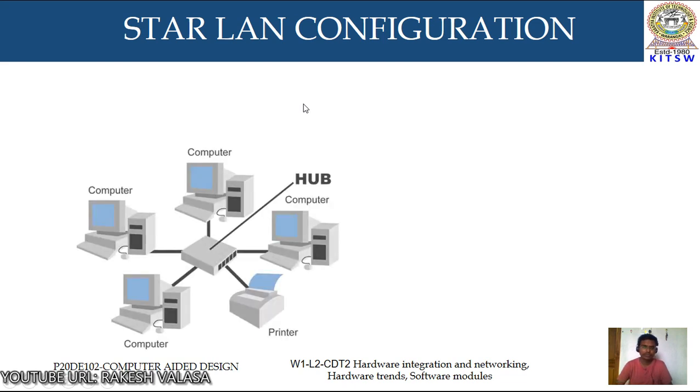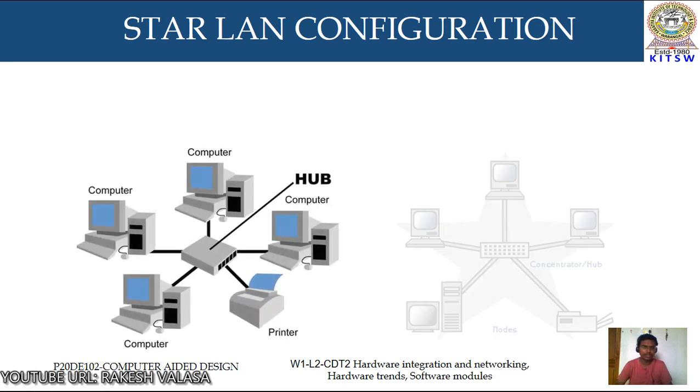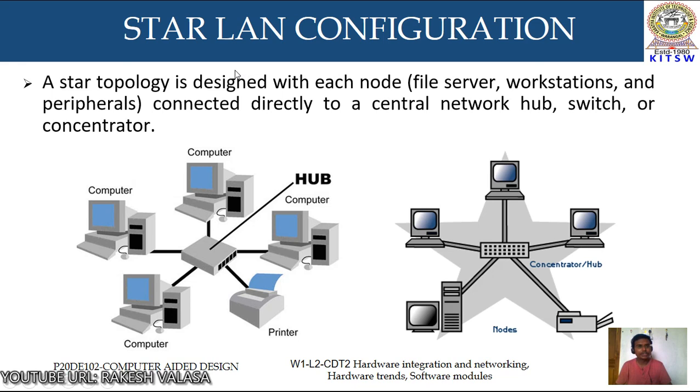Let us see the sketch. A star topology is designed with each node. Each node means file server, workstations, and peripheral. Peripheral means accessories, that means printers or scanners, connected directly to a central network hub, switch, or concentrator. You can see this figure.